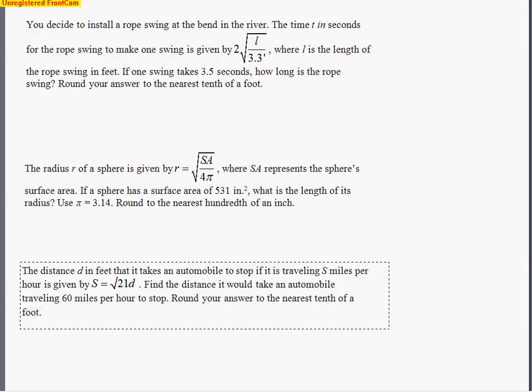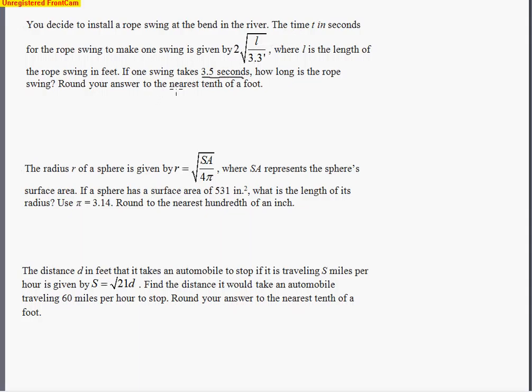On this problem, what they're asking me to do is, it says you decide to install a rope swing at the bend of a river, and the time t in seconds for the rope swing to make one swing is given by this equation here, where L is the length of the rope swing in feet. And if the one swing takes 3.5 seconds, how long is the rope swing? So we don't know what L is, but I do know that 3.5 seconds is the length of time, and this expression represents the length of time.